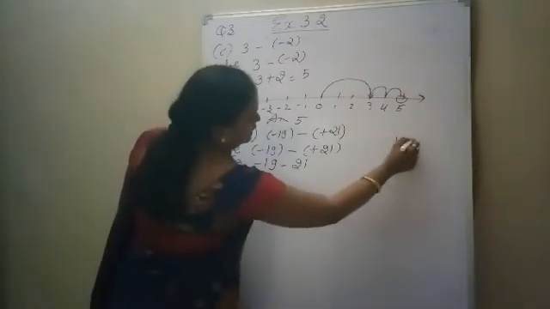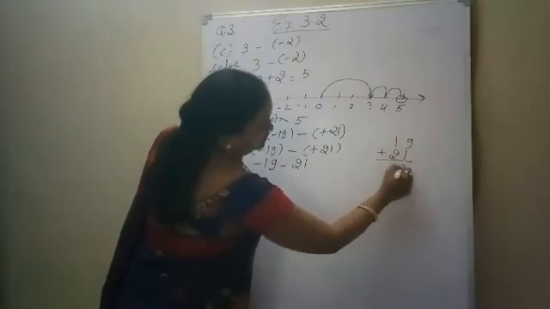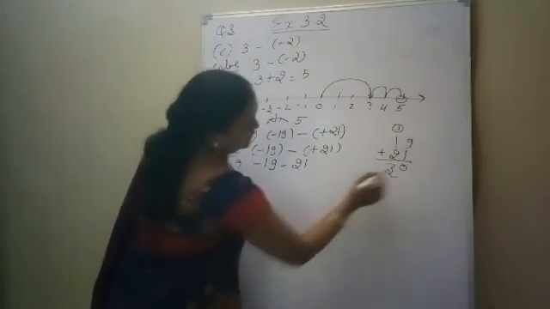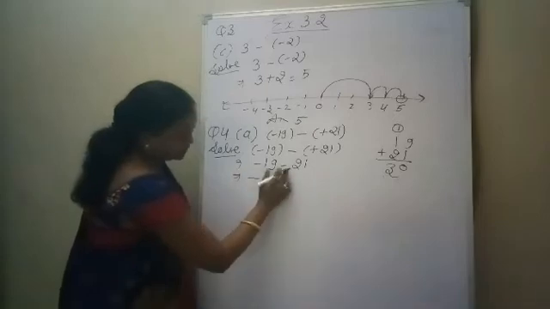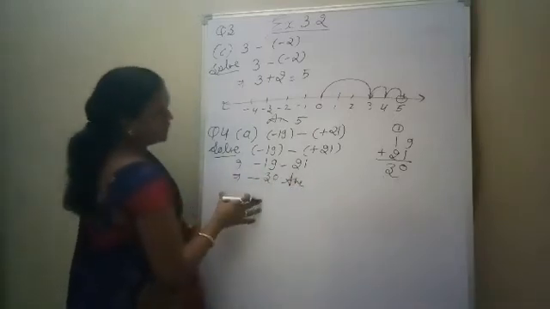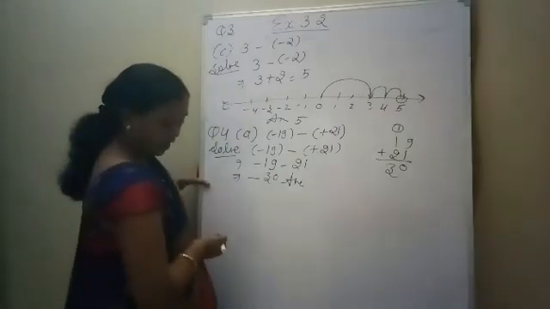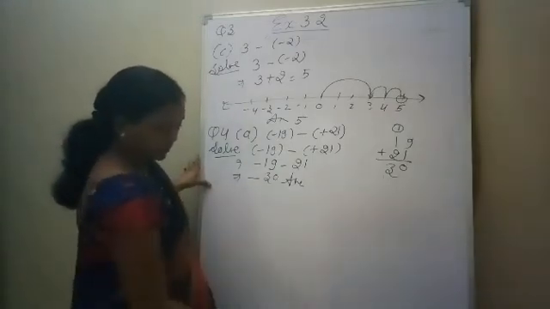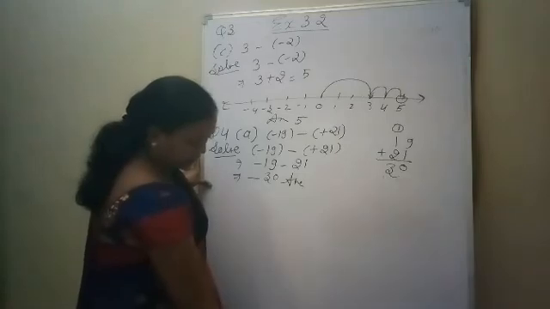9 and 1, it is 10. So 30 is the answer. Both the numbers have the negative sign, so our answer will be negative.